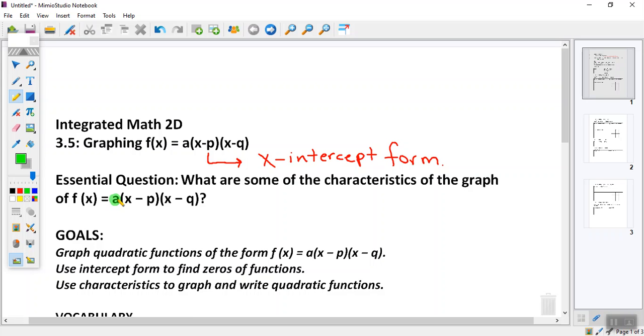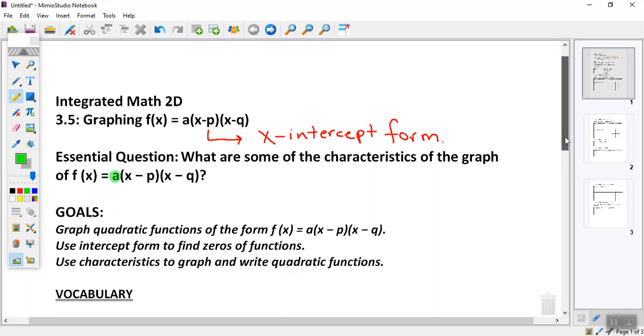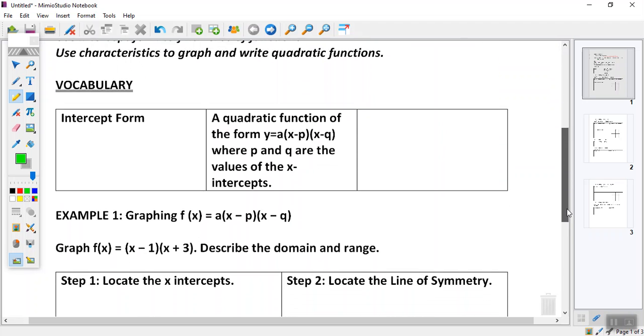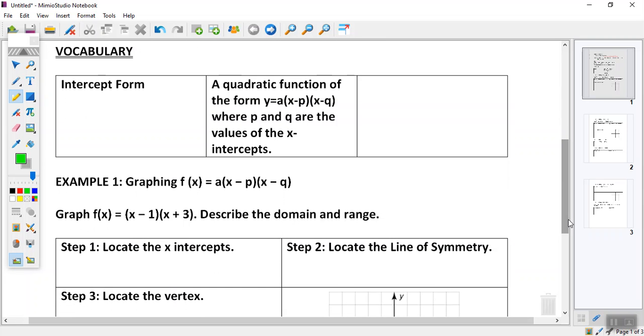We're going to use intercept form. There's that name, intercept form, to find what? Zeros of functions. Good. And then we're going to use those characteristics to graph and write quadratic functions. All right. So there's a lot in here, but I got to be honest with you, I think it's pretty straightforward today. All right. The vocabulary is really lengthy today. Really, really lengthy.